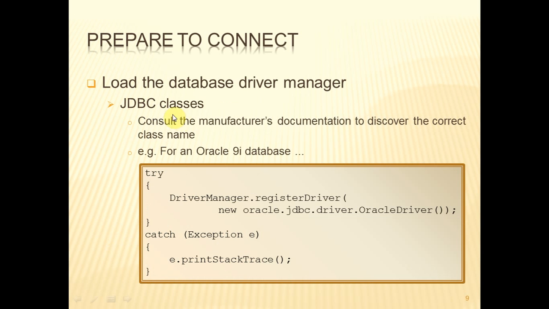If you're using the JDBC classes provided by the database manufacturer, then again you're going to have to consult the documentation to find the correct name for the class. Once you've got that, you use a try-catch block, and this time it's DriverManager.registerDriver, and then you create a new instance of whatever the class name is that your manufacturer says you need to use. So again, for Oracle, it will be oracle.jdbc.driver.OracleDriver. That class will be in the JDBC classes that you've downloaded from the manufacturer's website.